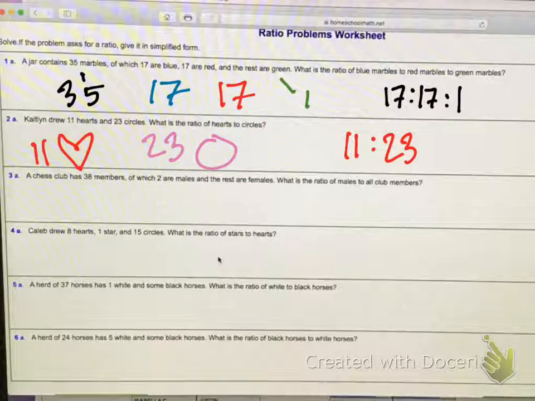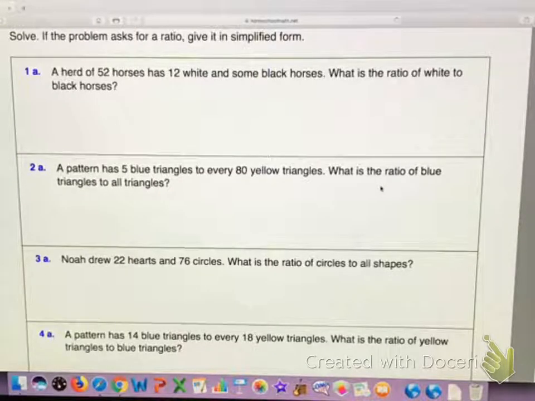No. 11's only factors are 1 and 11. It's prime. 23 is not divisible by 11. That's it. That's its simplified form. Let's look at some of these ones.